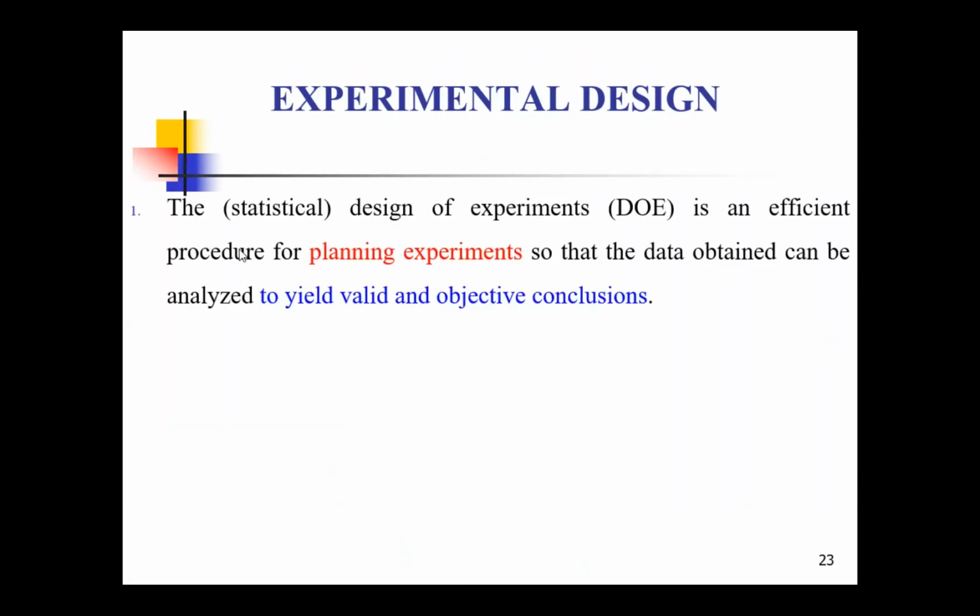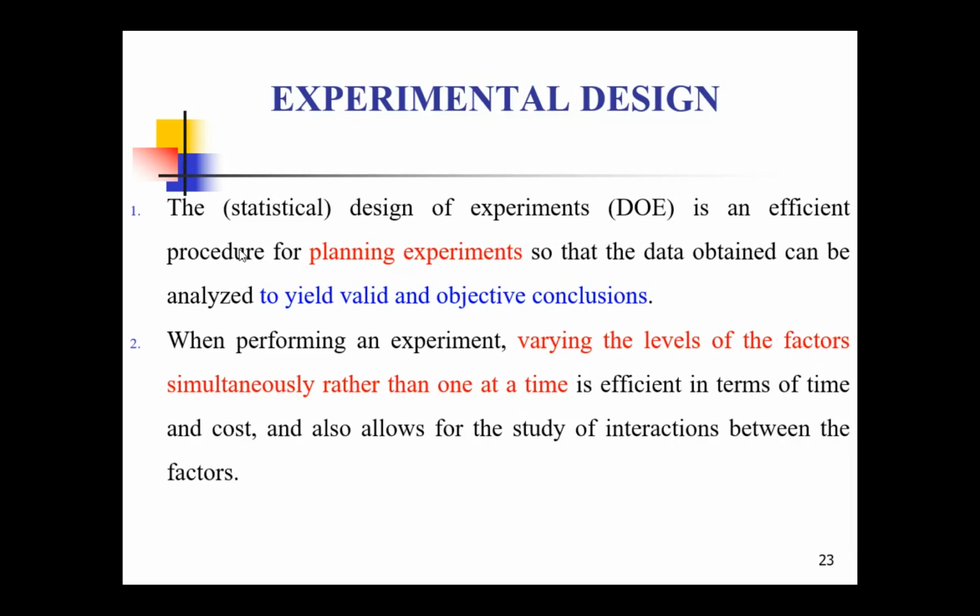Then coming out of the experimental designs, these are some of the experimental designs that we have seen earlier, and now we are going for the statistical design of experiments. The purpose of any design of experiments is to plan experiments to obtain valid, efficient and effective conclusions. The main purpose of this is to yield valid and objective conclusions.